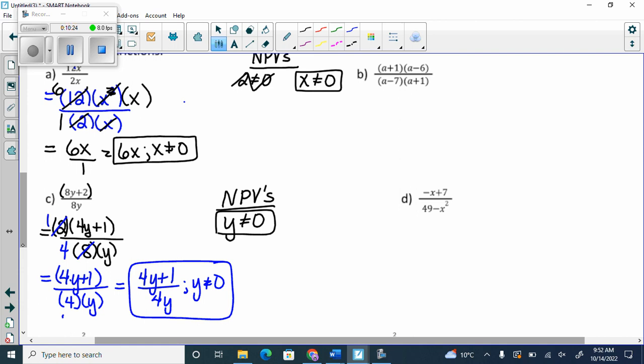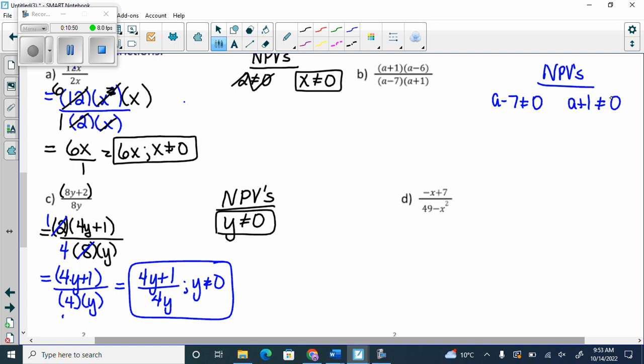So before I go to cancel anything off, I have to slap my hand and be like, did I state NPVs? Because NPVs have to be stated before you cancel. So I go to my NPVs, and I say A minus 7 can't equal 0. And I say A plus 1 can't equal 0. Make sure you're writing that down. A minus 7 can't equal 0, and A plus 1 can't equal 0.